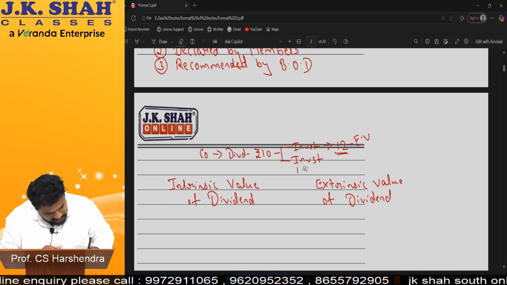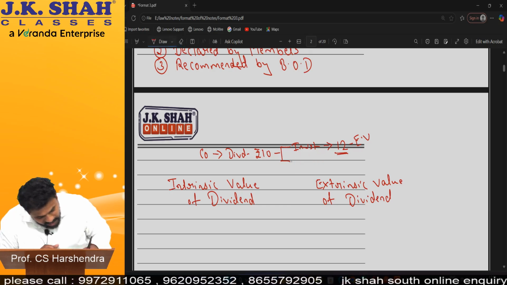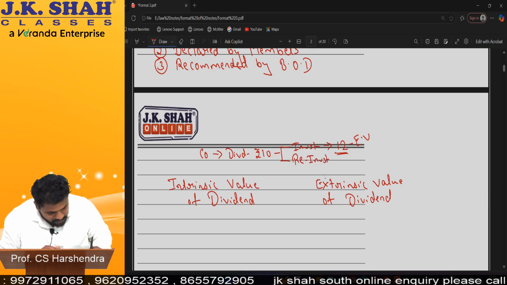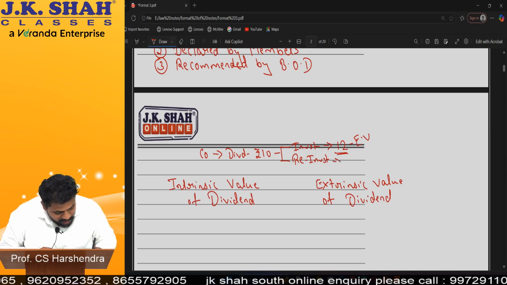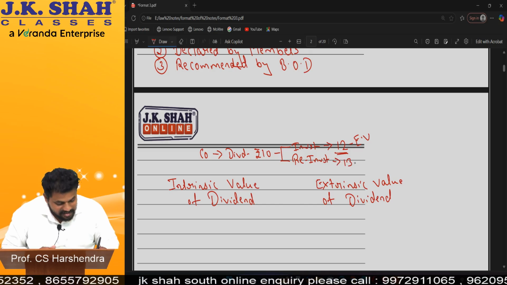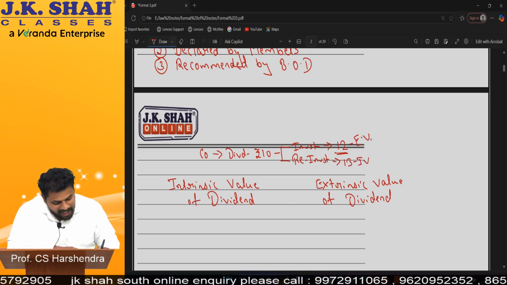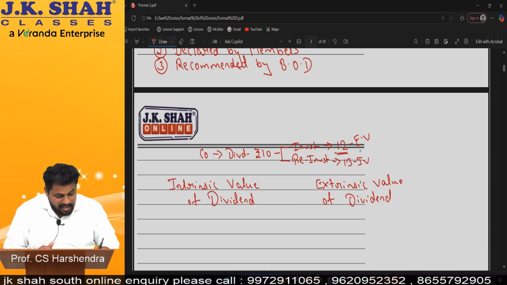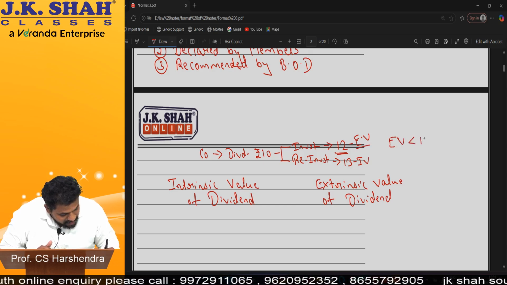But the second option is that if the company does not give dividend but reinvests in the company only, it will get rupees 13. How many, beta? 13 after 1 year. This 13 is the intrinsic value of dividend. Now tell me, is extrinsic more than intrinsic or less? Extrinsic is less than intrinsic value. Am I clear with this thing?